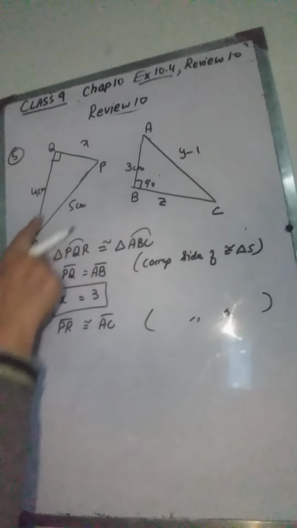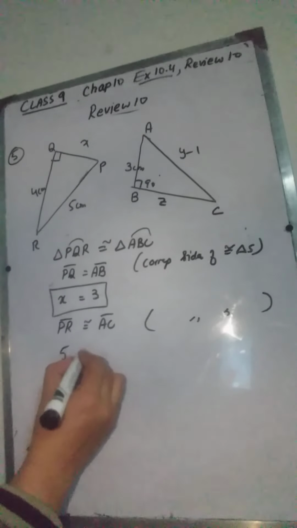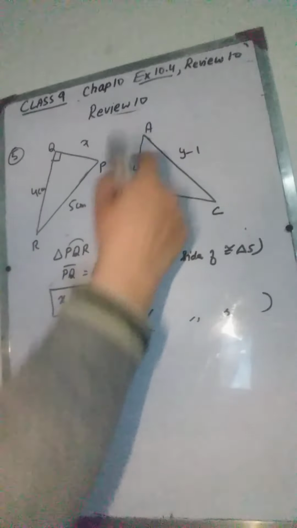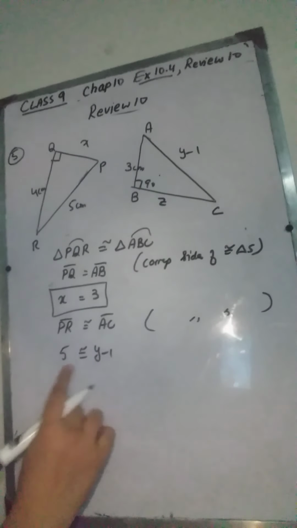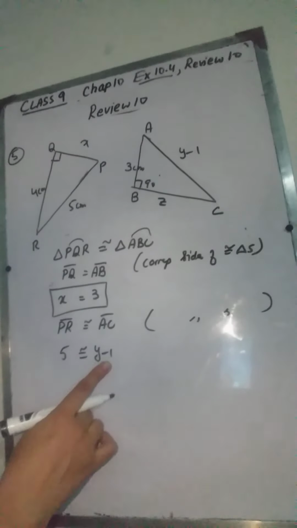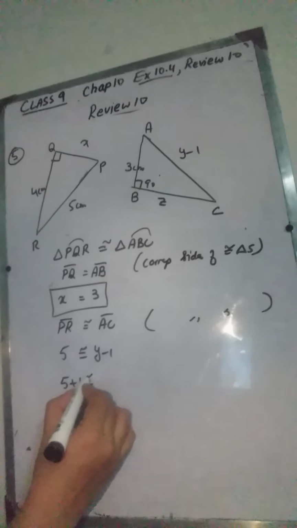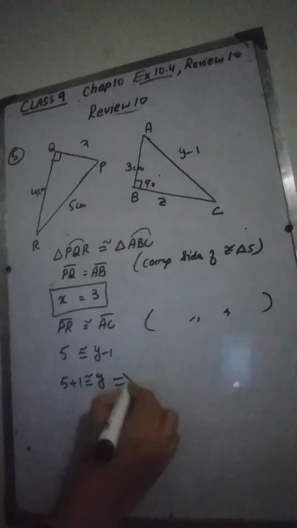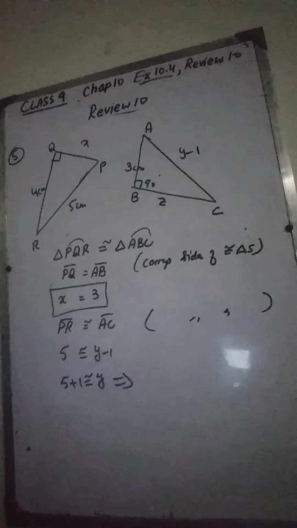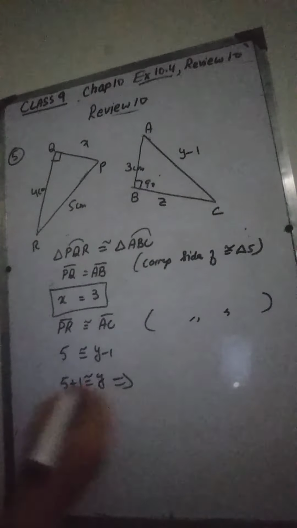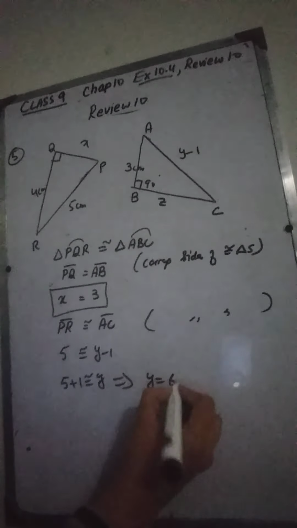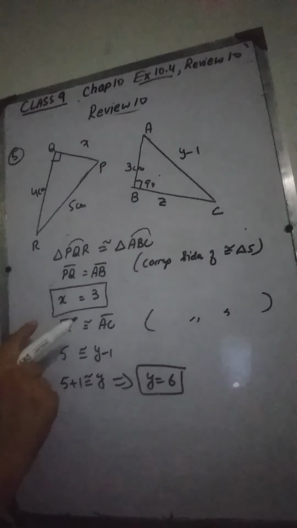Now PR is 5 centimeters and AC is y minus 1. From here we can easily find the value of y by shifting this minus 1 to the left hand side. 5 plus 1 will be equal to y, or y equals 6.